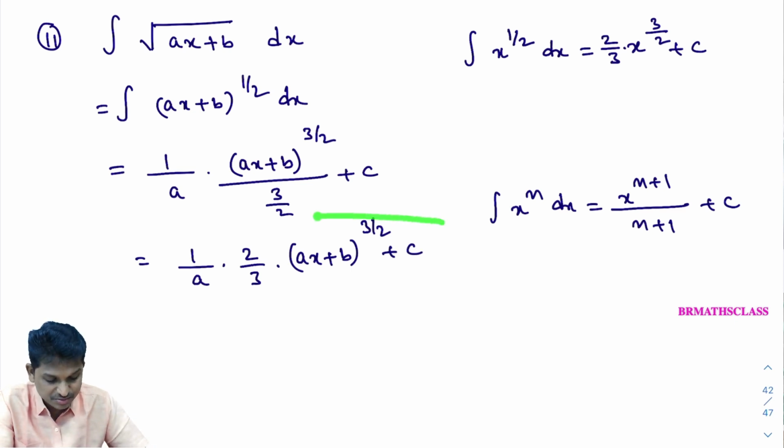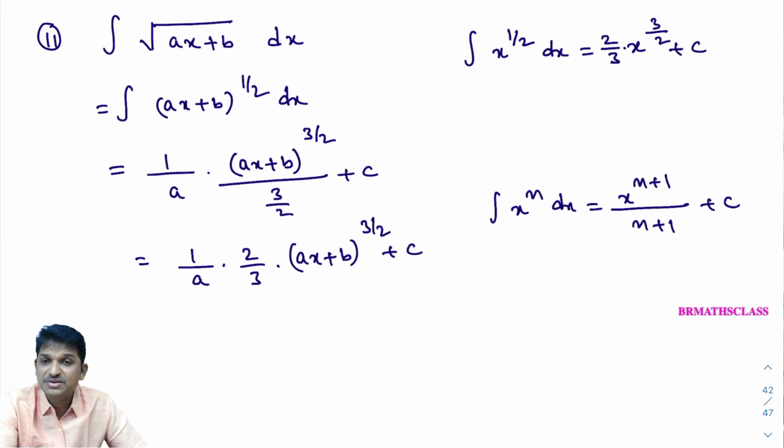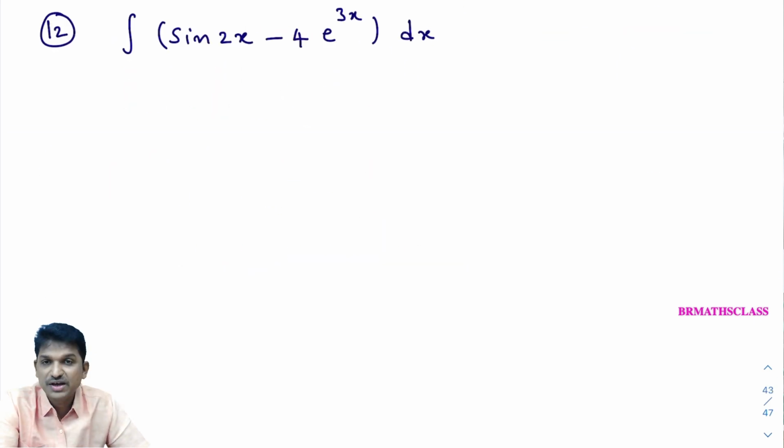That's it. You can stop this problem here, or else you can write 2 divided by 3a into (ax plus b) whole power 3 by 2 plus c. Like that also you can write. These are easy problems. What is this model? You learned 19 formulas. In all 19 formulas, if ax plus b is in place of x, we will write its answer directly. That is what we are learning now.